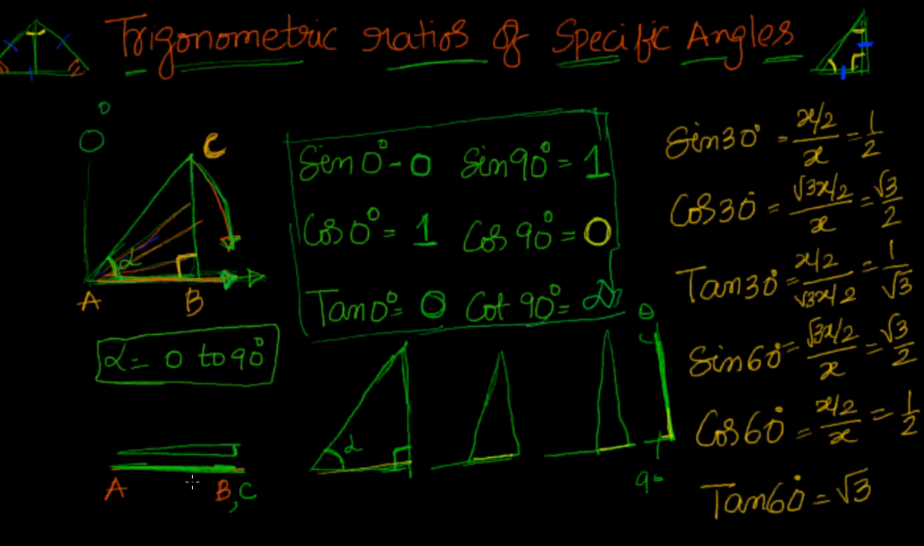Now let's move to the 90 degrees. 0 degrees means you are coming on the adjacent side, right? 90 degrees means you are coming on the opposite side. When you are coming onto the opposite side, automatically your adjacent side becomes 0. If your adjacent is 0, your cos 90 is 0. Similarly, when opposite side and hypotenuse coincide with each other, then it becomes 1. That's why your sine 90 is equal to 1.